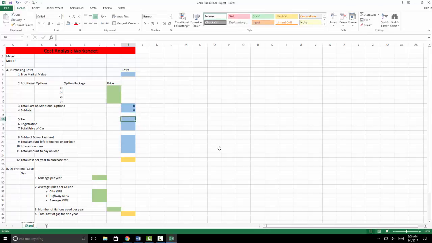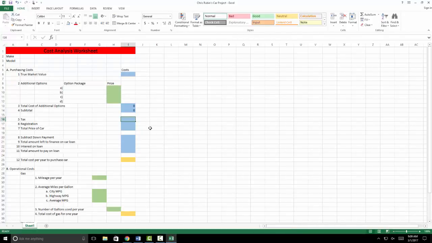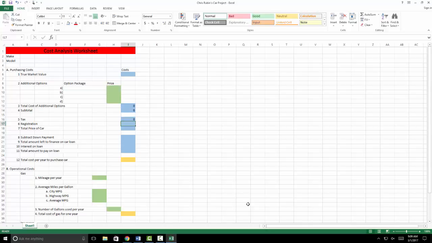The next one is I16, which is the tax. We're going to add our sales tax now. So it says in I16, we're going to multiply cell I14, which is the subtotal of our car, so equals the subtotal of our car times sales tax, which in our county right now is 8.75%. So it would be 0.0875. That would be my tax. For I17, we're just going to go with the generic registration fee, which is going to be $300.